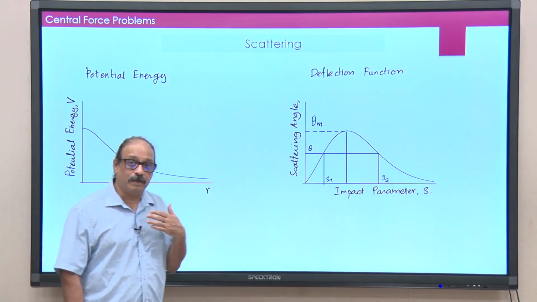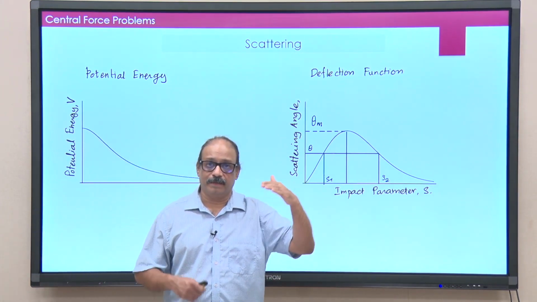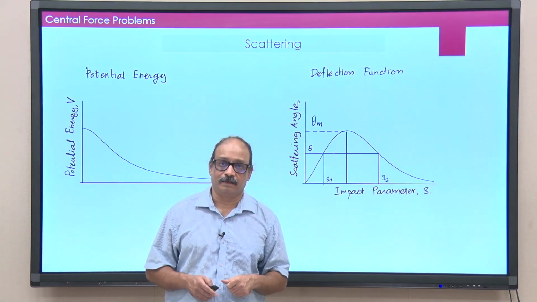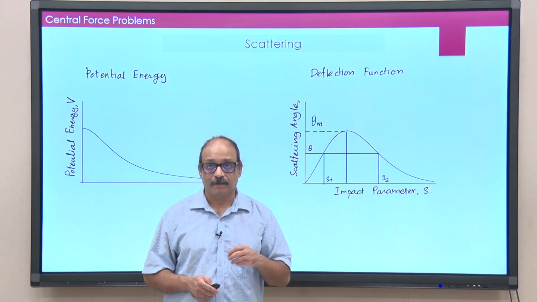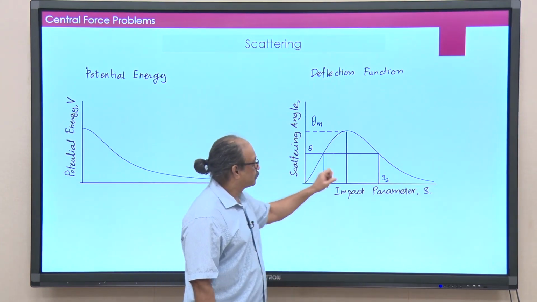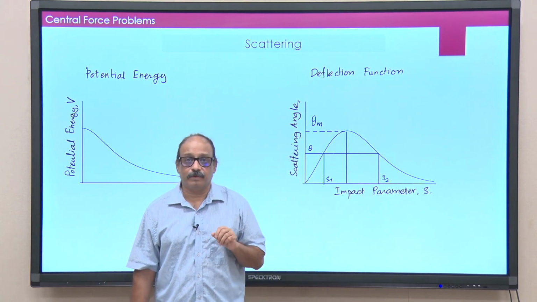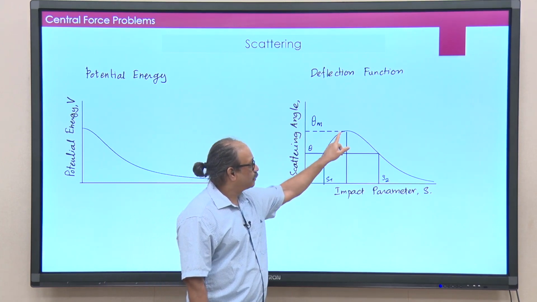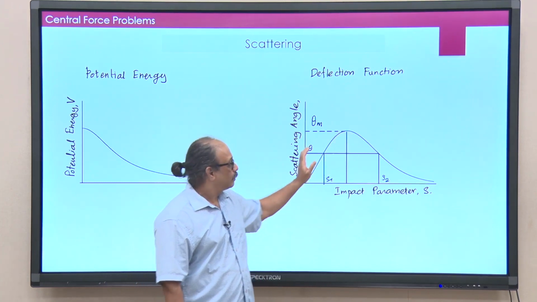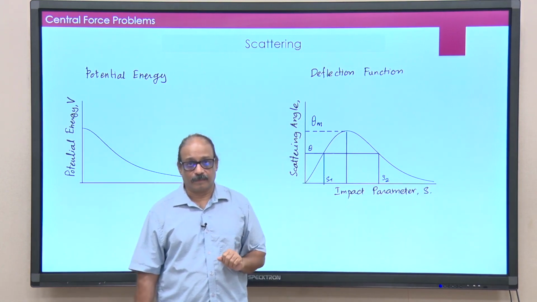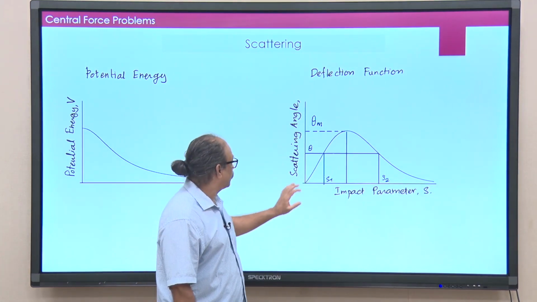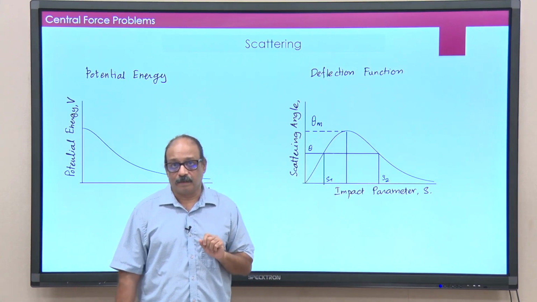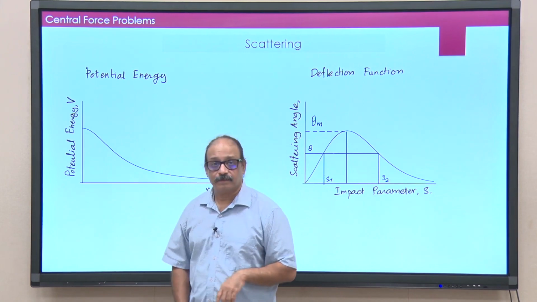So, what happens when you have large impact parameter? Large impact parameter means the particle is far away from the target, that also does not get appreciably deflected. That is also the case where the scattering angle will be 0. So, what would be the curve in between? In between somewhere you have scattering angle which increases to some maximum value and then decreases to 0. Okay. So, this is the typical scattering angle versus impact parameter curve would look like, that is for this potential.